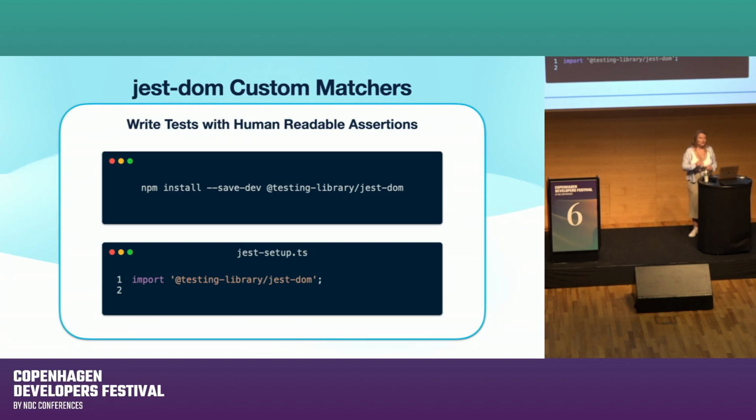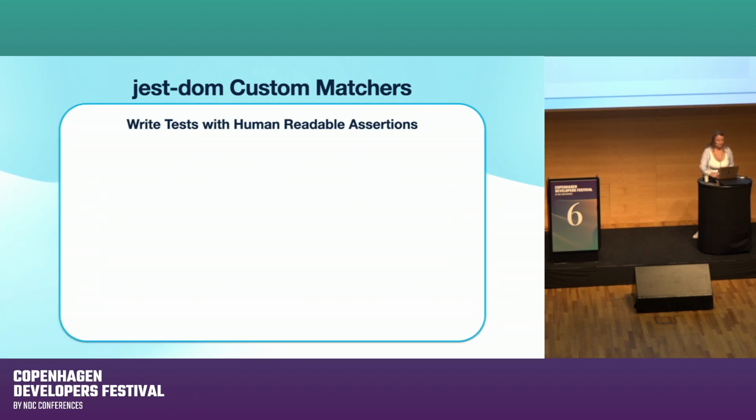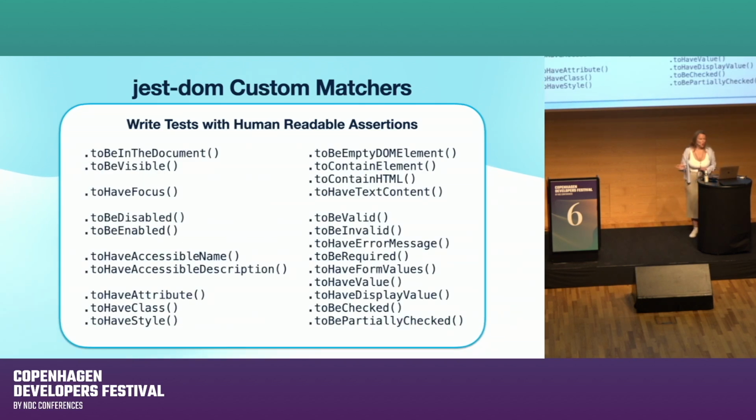To that effect, JestDOM is another companion library that provides custom DOM element matchers for Jest. JestDOM's matchers allow you to write tests based on user outcomes with human readable assertions. Once installed, in order to use it in your tests, you import it once in your test setup, and then those matchers will be available to your tests. JestDOM's matchers don't even require that your queries come from testing library. It can actually work with any DOM-based testing library or framework.